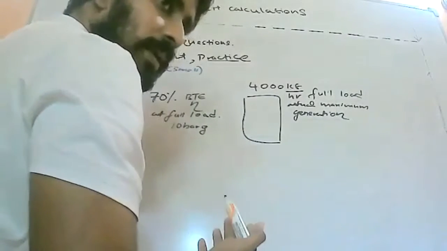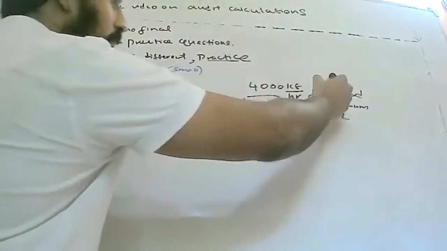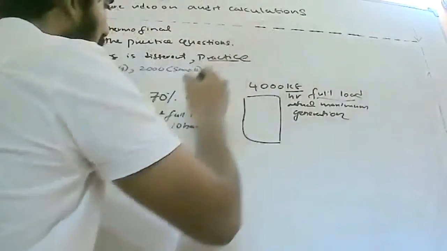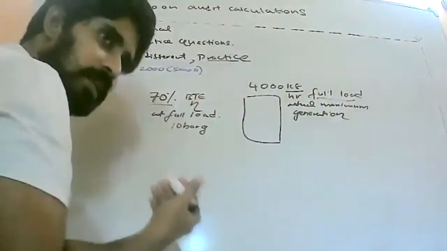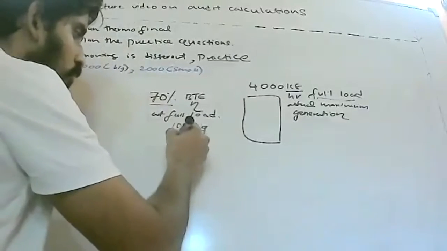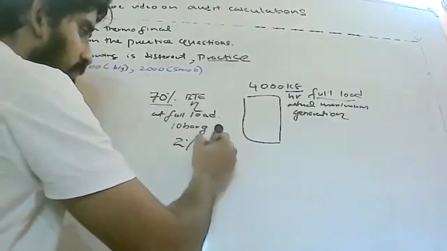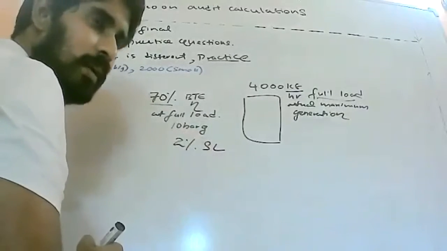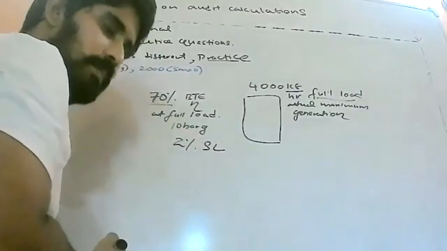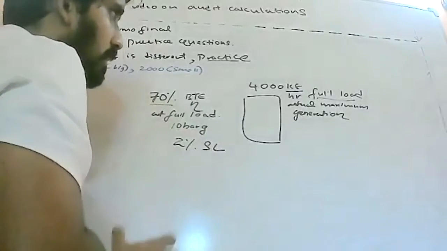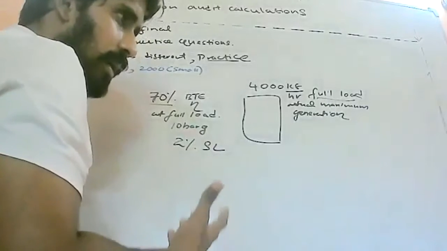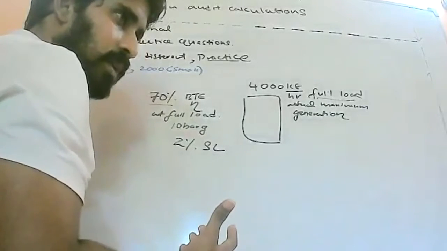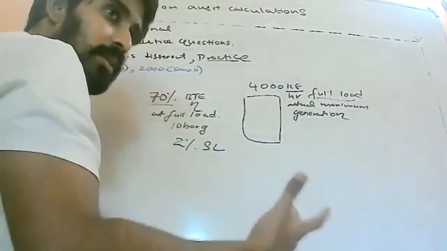When the boiler is operating at full load at 70% boiler thermal efficiency, the surface loss percentage is 2%. Surface loss. Okay. So now our problem is, they ask us to calculate the surface loss and the boiler thermal efficiency.